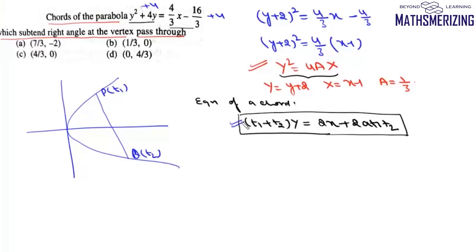Now we know that if this chord subtends a right angle at the vertex, then first we'll find the slope of OP. So what is the slope of OP?